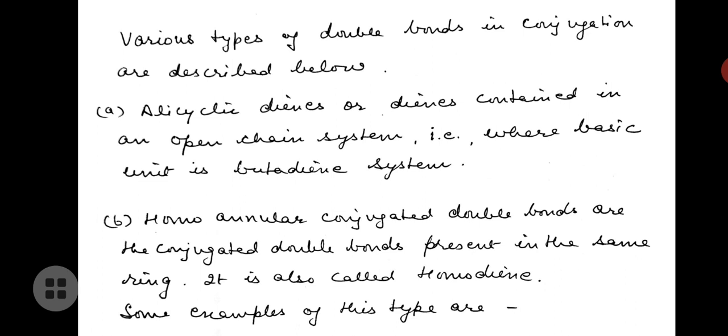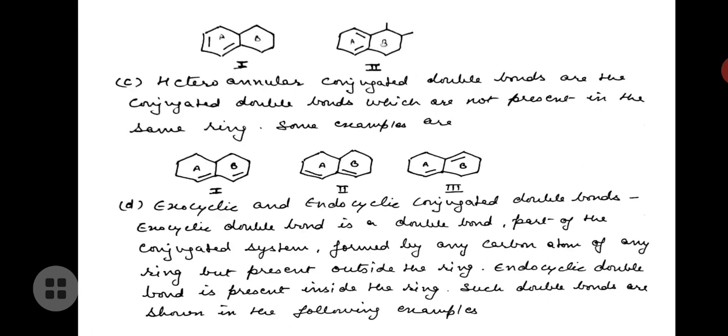Now, various types of double bonds in conjugation are described. The first is alicyclic dienes or dienes contained in an open chain system where basic unit is butadiene system. The next is homoannular conjugated double bonds. These are the conjugated double bonds present in the same ring, and it is also called homodiene. Now let us see some examples. Here you can see an example first. There are two rings A and B, and both the conjugated double bonds are present in the same ring A.